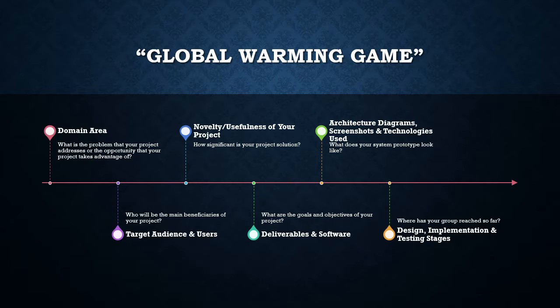Here we have the 6 areas as shown below, which are the domain area, the target audience and users, novelty, usefulness of the project, deliverables and software, architecture diagrams, screenshots and technologies, and finally designs, implementations, and testing stages.